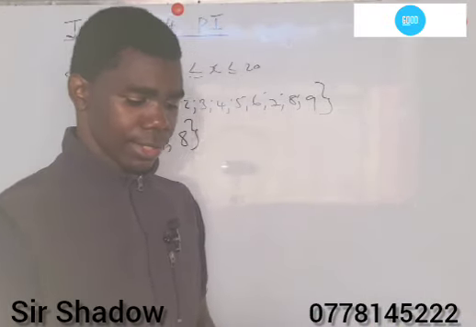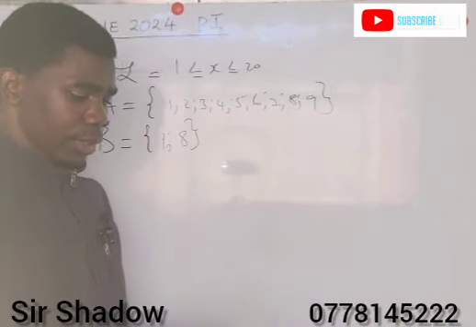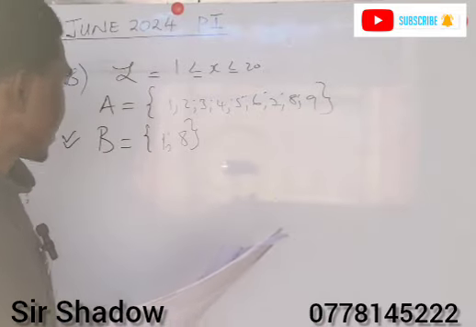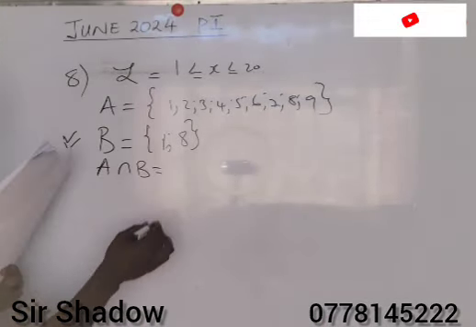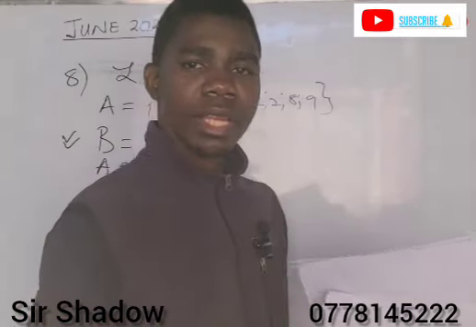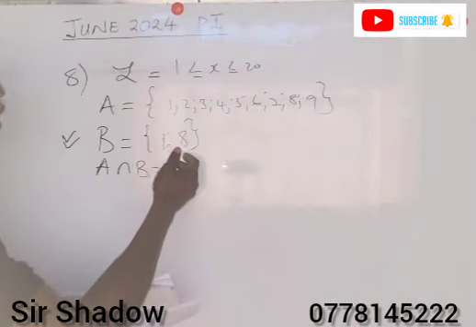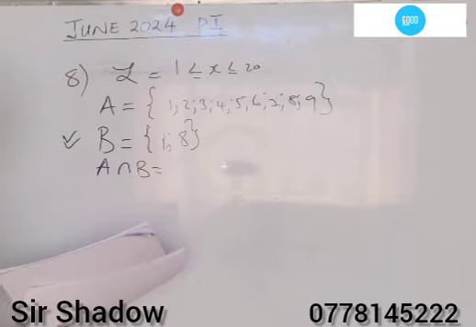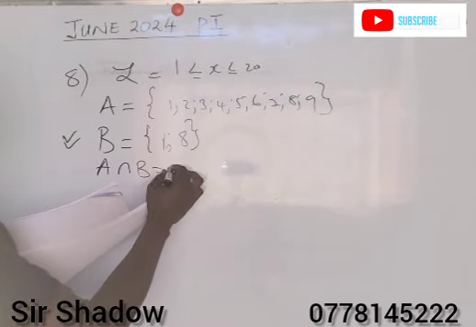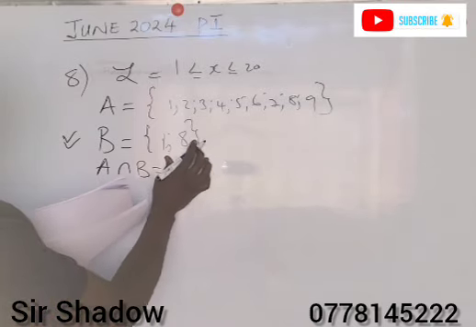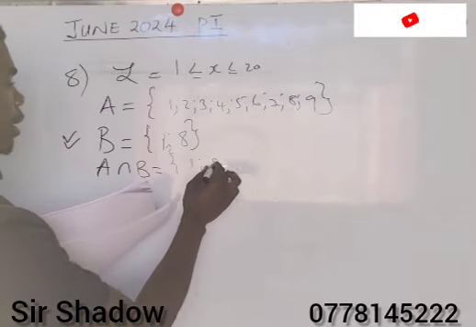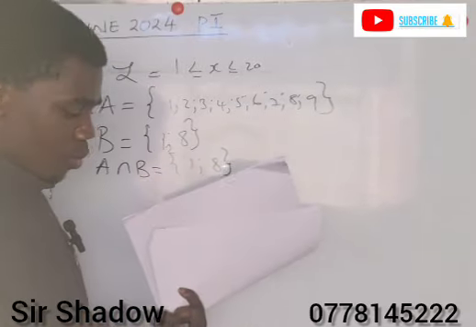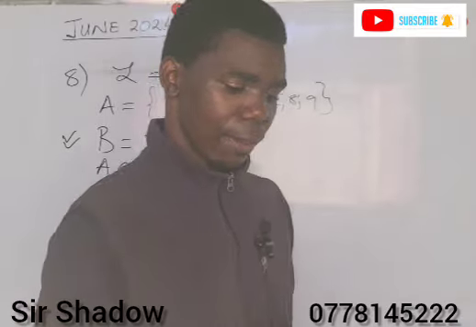Then the second question, A intersect B. A intersect B means all elements which are common in both A and B. The elements which are common to A and B are 1 and 8.